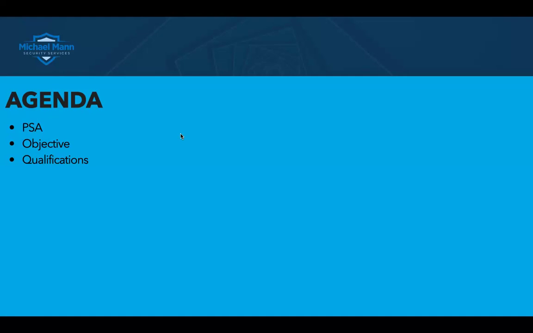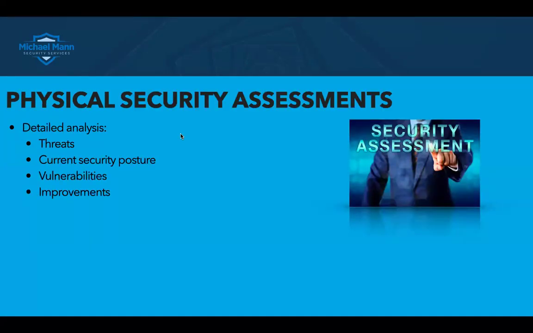Okay, so a physical security assessment is nothing more than a detailed analysis of the threats that face your church. So what you're trying to protect the church against. It is also the current security posture. So it analyzes what the current security posture for the church is, like what you're currently doing and what you have in place. It analyzes the vulnerabilities or system weaknesses, both the observable and the exploitable vulnerabilities. And then it provides improvements or suggestions to improve your security.